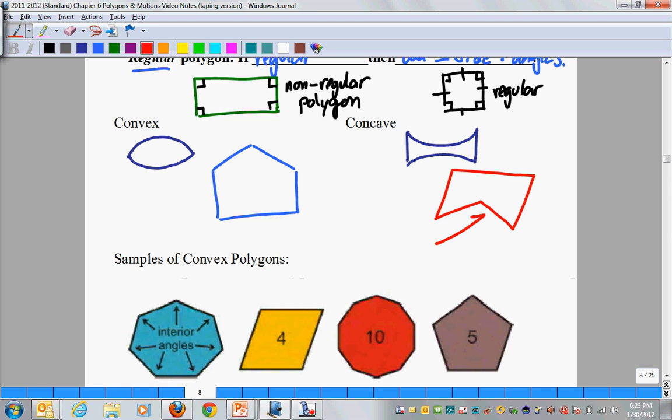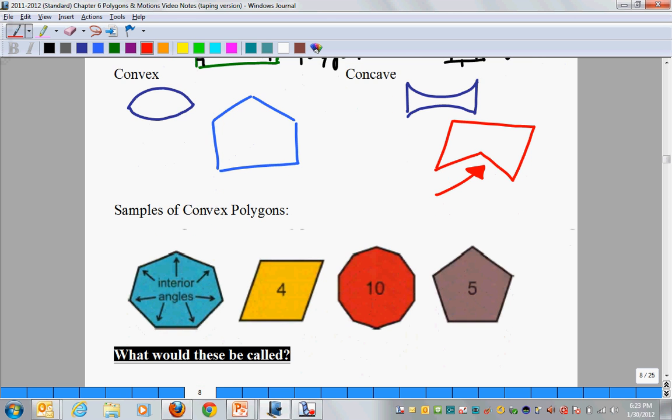Right here, this would be considered a concave shape. The reason why it's important to distinguish is because all the equations we're learning today only work for convex shapes, not concave. Concave follows a completely different set of rules.